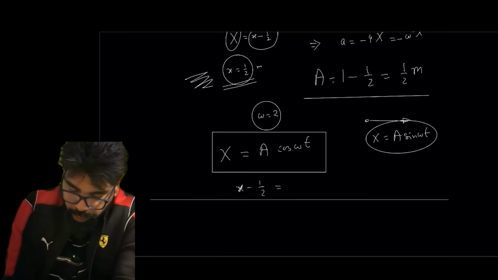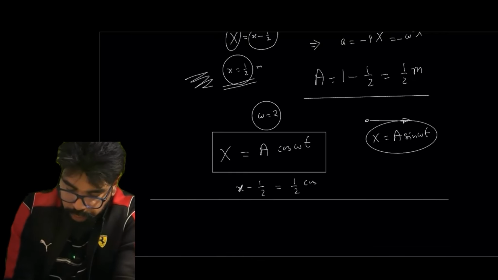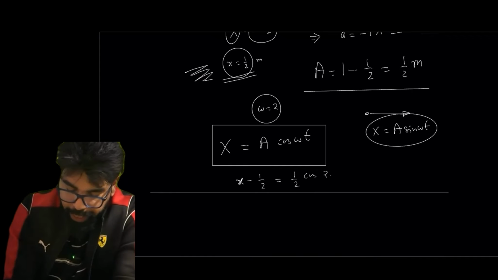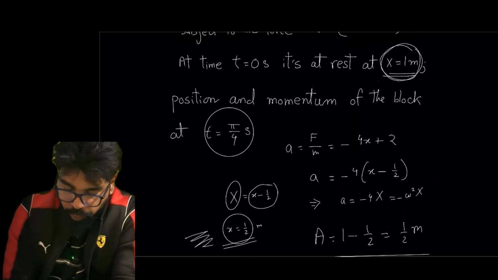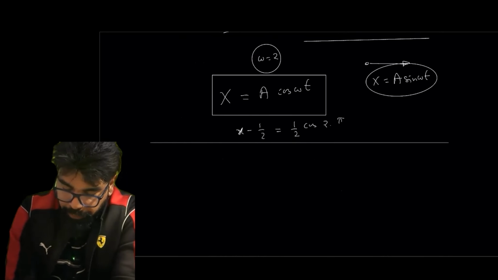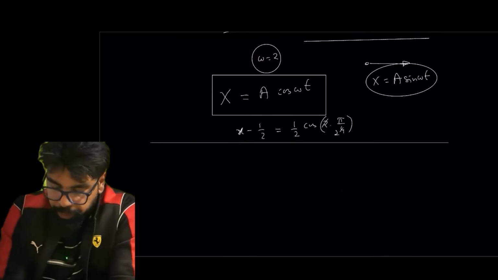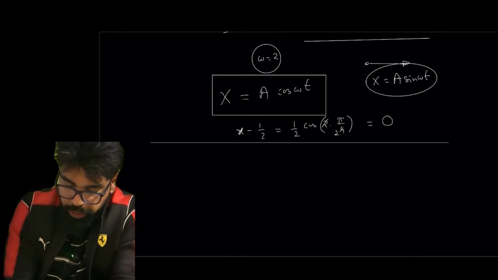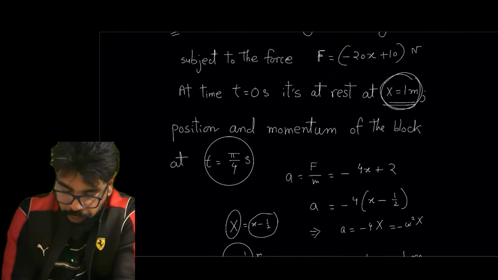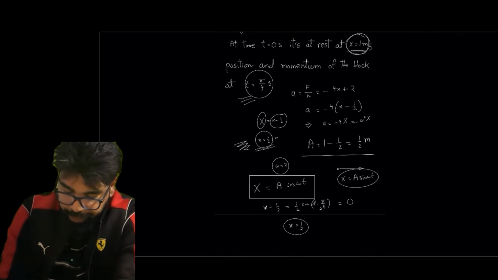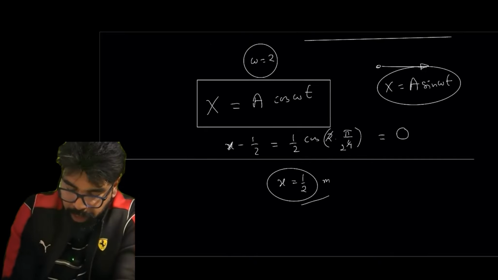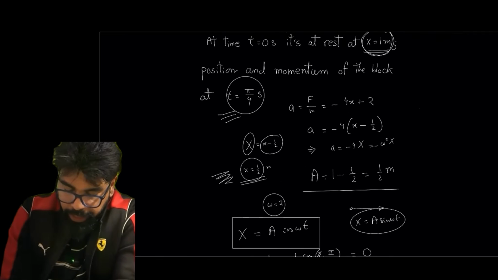So x - 1/2 is equal to the amplitude. Amplitude is how much we got? Half, times cos. What's the omega? Omega value is 2. And what's the time at which we have to find the position? According to the problem, it is π/4 second. So instead of t, put π/4. So we are getting cos(π/2). What is cos(π/2)? Cos(π/2) is 0. So half into cos(π/2) is 0, so x = 1/2. This is the solution of the position. So the particle at t = π/4 second is at x = 1/2 meter.